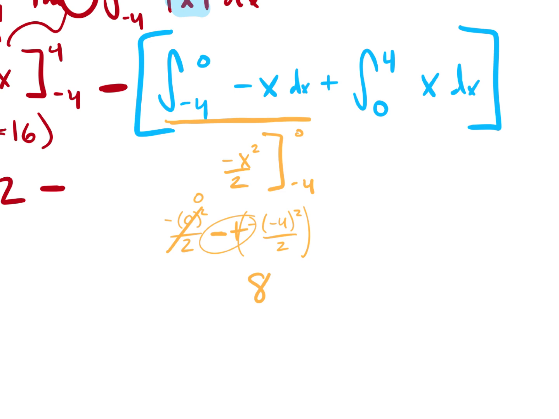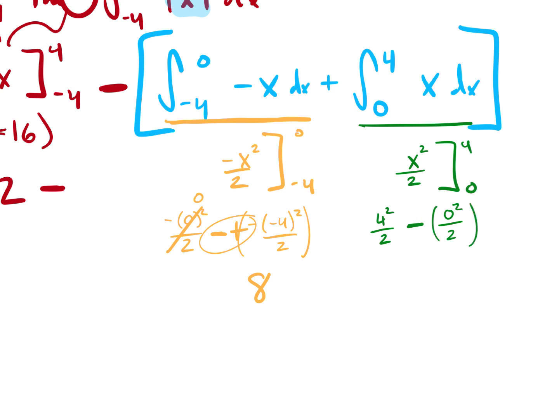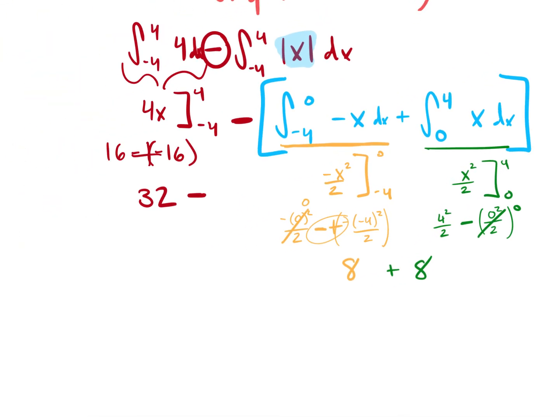Then when we do the second half here, when we take the antiderivative, we get x squared over 2 from 0 to 4. What would we plug in first here? 4. So we get 4 squared over 2 minus, when we plug in 0, that would be 0 squared over 2. So this is just 0. So 4 squared would be 16 over 2, which would be 8. So we end up with 8 plus 8. So this would be 16.